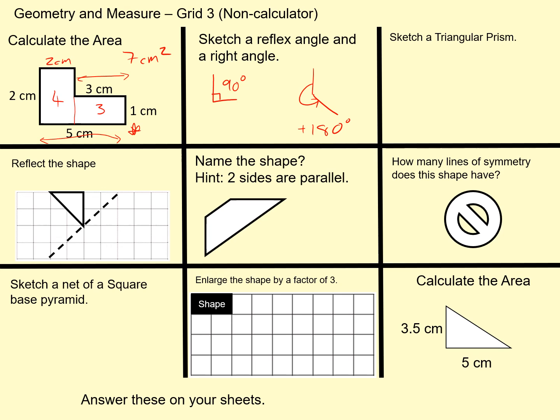Next up, sketch a triangular prism. So remember, triangle and then a prism. And a prism is anything with the same cross section all the way through.